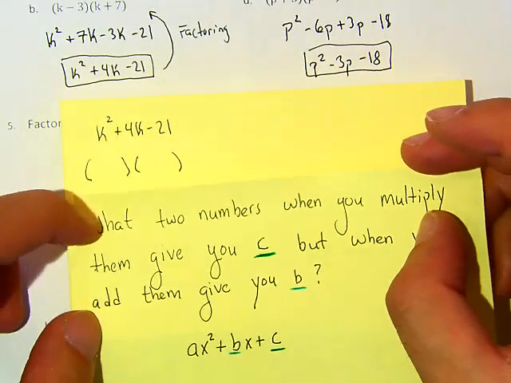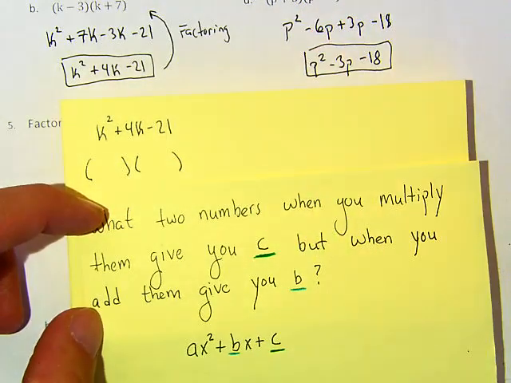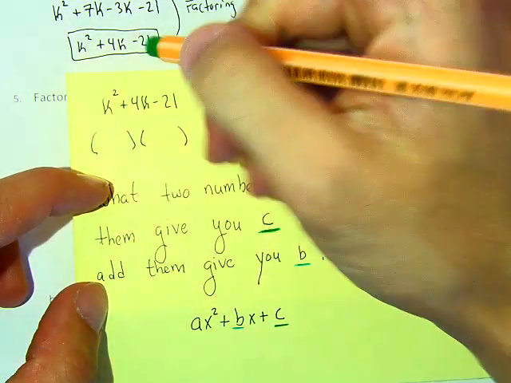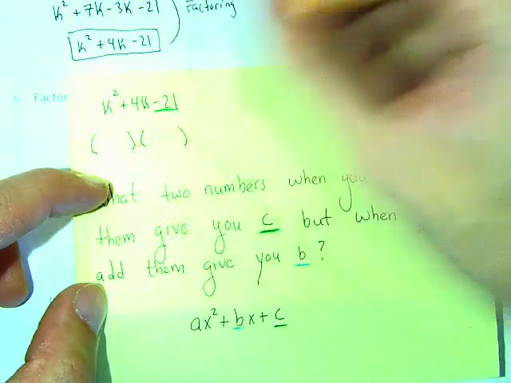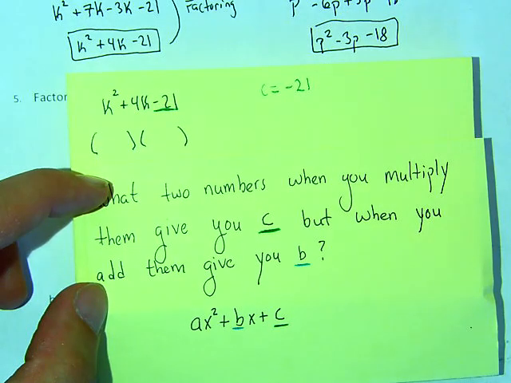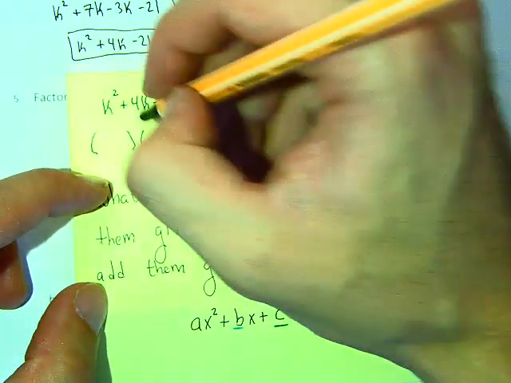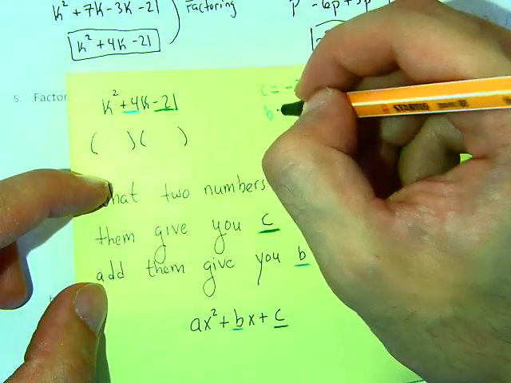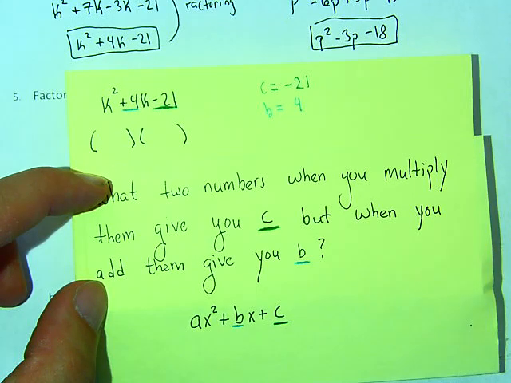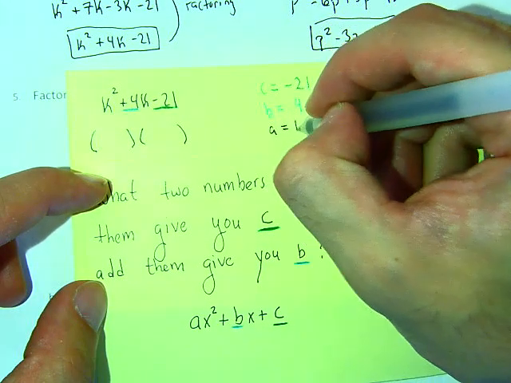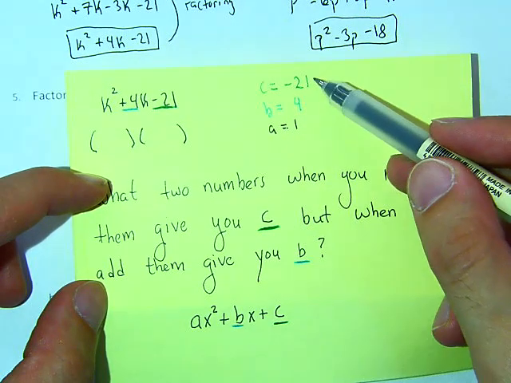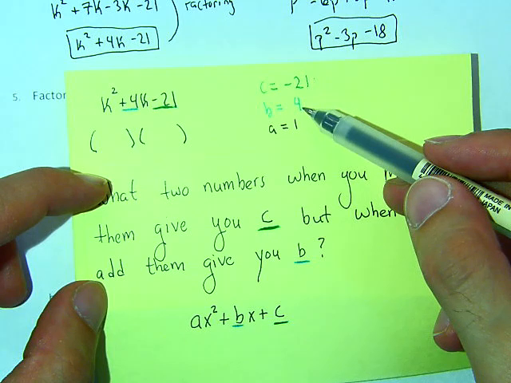Because let's take a look at this. If I were to ask you, like here, notice which part is the c over here? The c is this negative 21. So here, c is equal to negative 21. And what does your b equal over here? Your b is equal to positive 4. So b is equal to positive 4. And here, what's your a value, right? Your a is 1. So here, what 2 numbers, when you multiply, give you negative 21, but when you add them, give you 4?